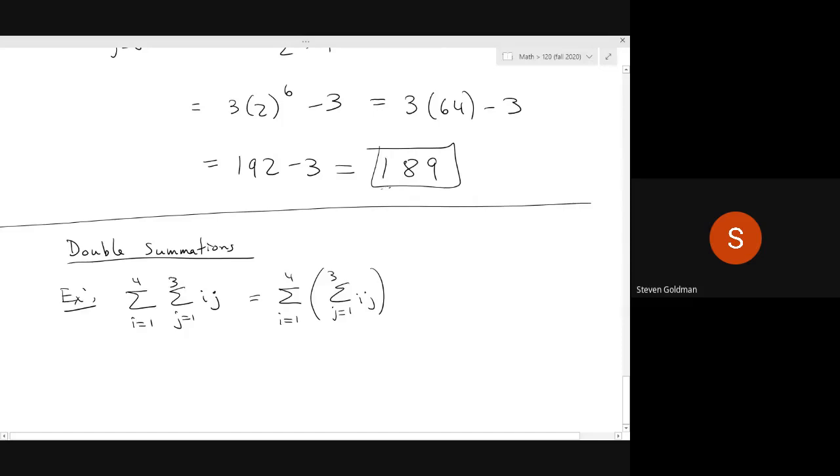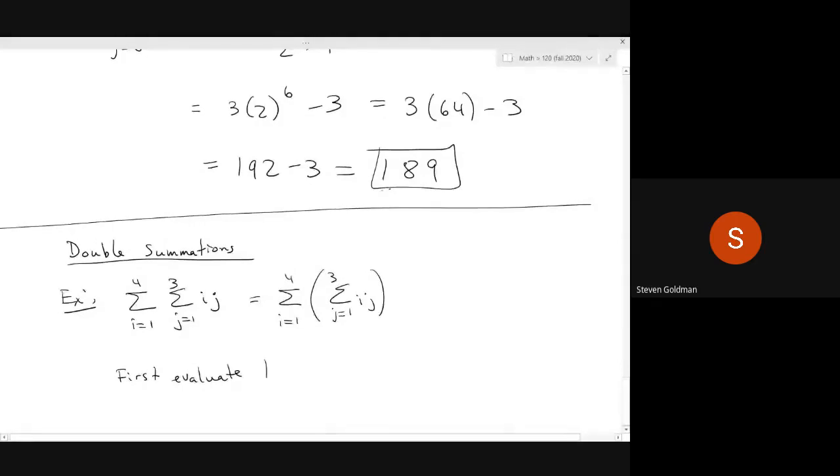So how do we evaluate something like this, a double sum? To evaluate it, you first do the inner sum, or the sum on the right, and then you do the outer sum, or the one on the left. So first, evaluate the inner sum.